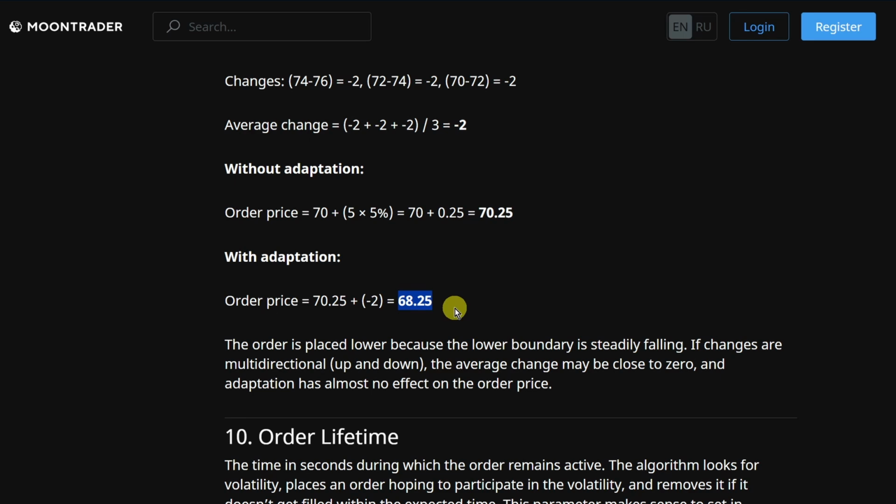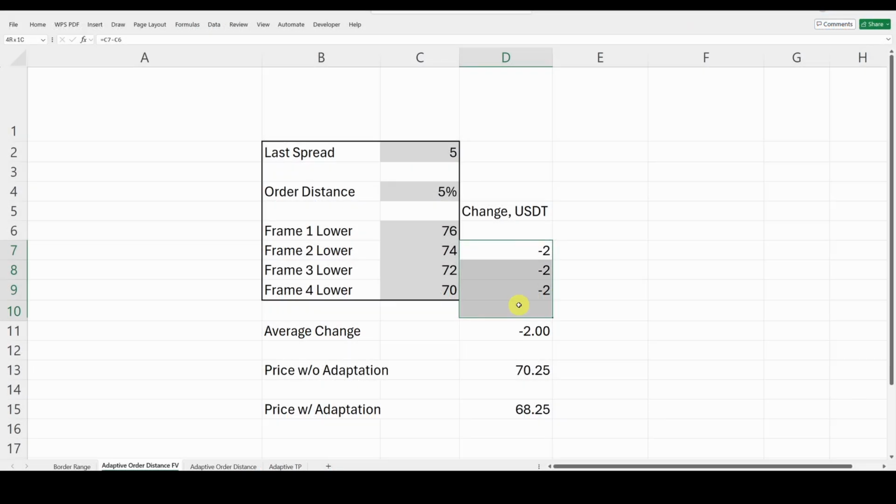That's all fine and dandy, but I don't deal in price points. I want percentages. I want to translate this into a language I can actually understand. So, let's do the relative price changes first. Those minus 2 USDT convert to about minus 2.7% each for each step. So in this example, the lower price boundary is dropping pretty rapidly each frame.